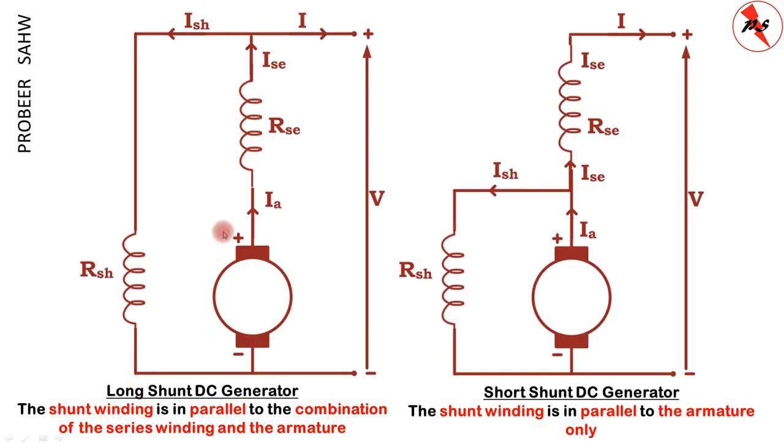This is a long shunt DC generator. This is a short shunt DC generator. Here we can see there is a winding in series with the armature, and this shunt winding is in parallel to the combination of both. This is the long shunt DC generator. This is the short shunt DC generator where the shunt winding is in parallel to the armature only. Similarly, we can have a long shunt DC motor and a short shunt DC motor. Here the shunt winding is in parallel to the combination of series winding and armature. Here it is parallel to the armature only.